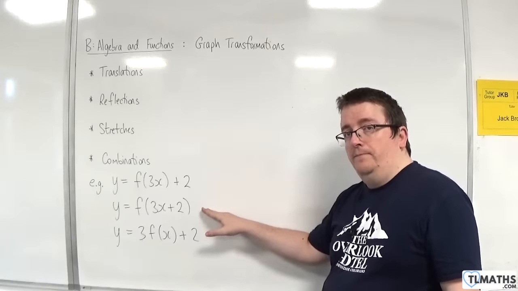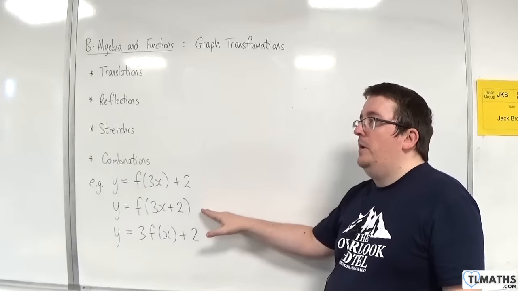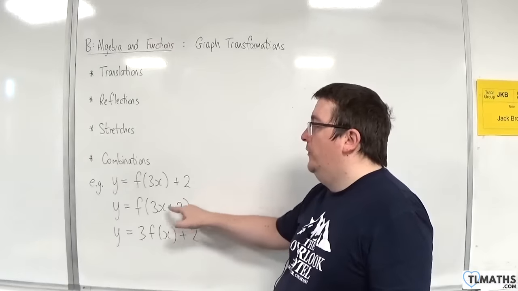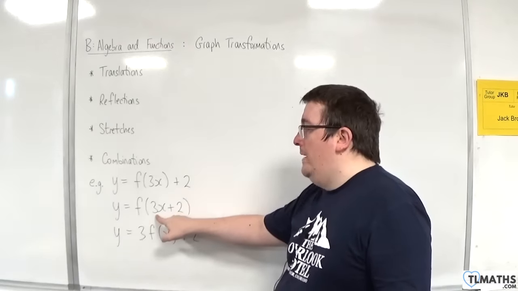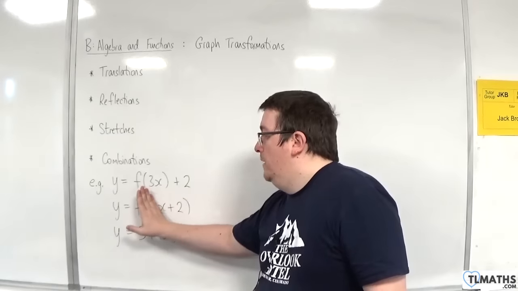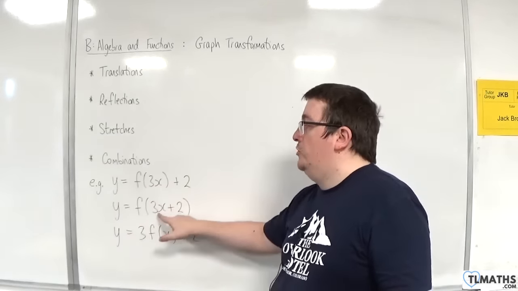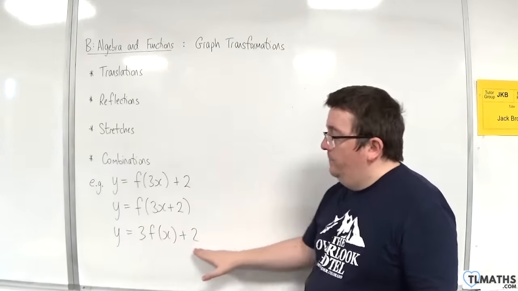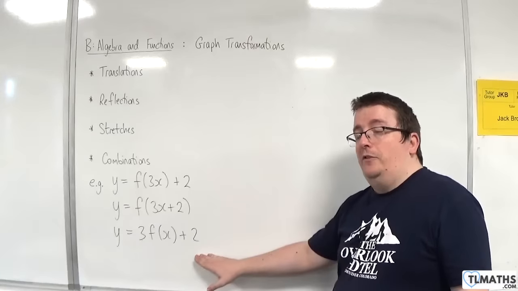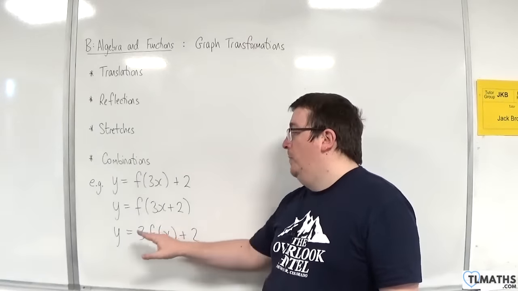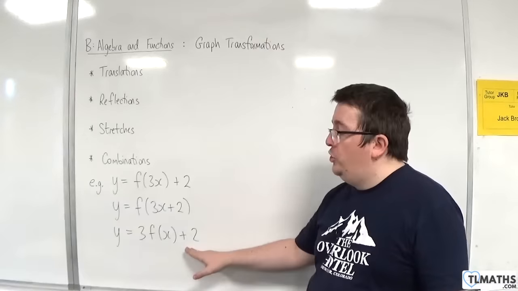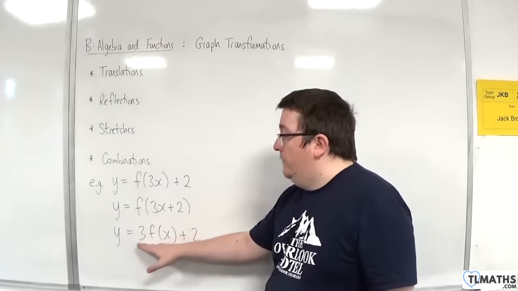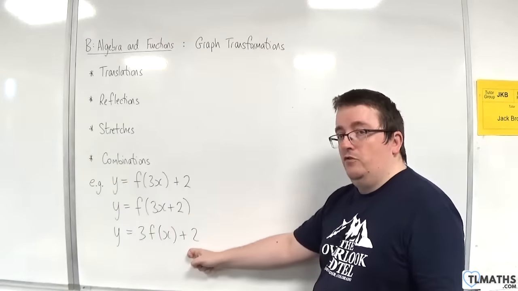For this one, because they are both inside, you should deal with the translation first and then the stretch. So what you want to think about is doing BIDMAS backwards when it's inside. So that means we deal with the addition first, then the multiplication. So a translation by the vector minus 2, 0, followed by a stretch parallel to the x-axis factor 1/3. For this one, when they're both outside, do BIDMAS in the correct order. So deal with the multiplication first, then do the translation. So this will be a stretch parallel to the y-axis, factor 3, followed by a translation by the vector 0/2.